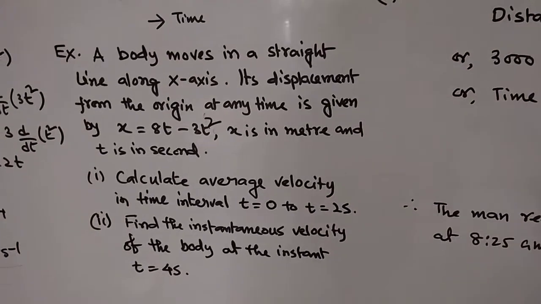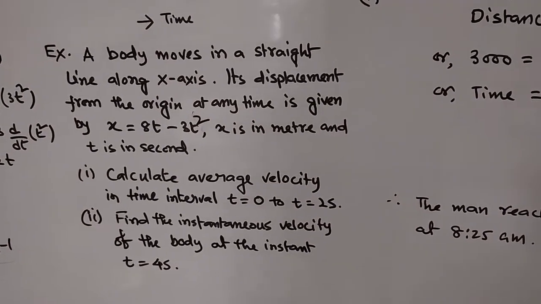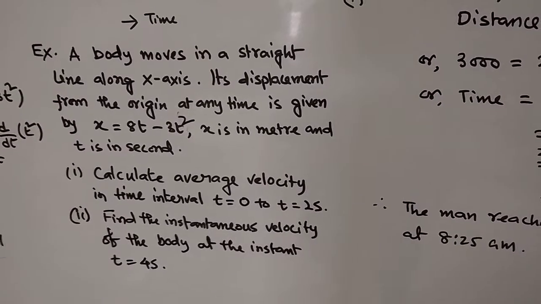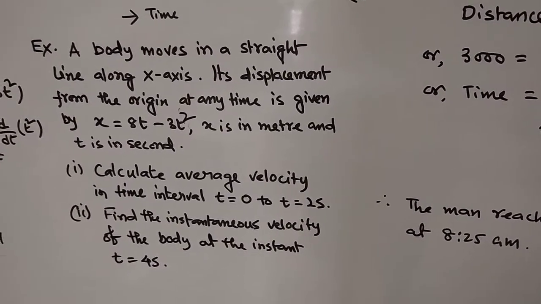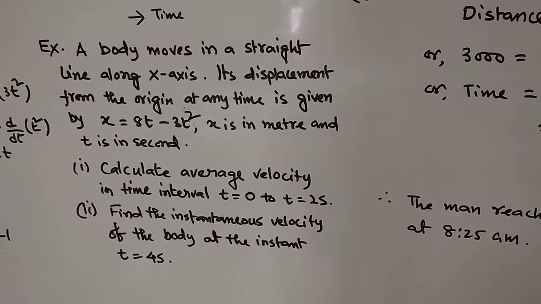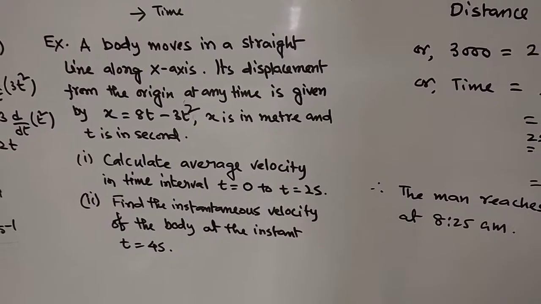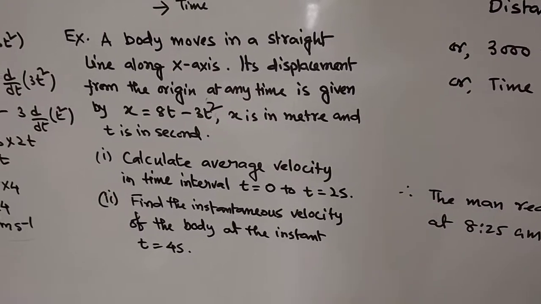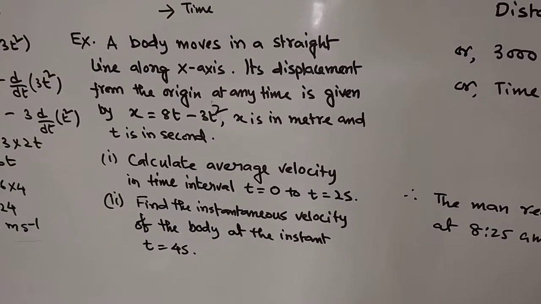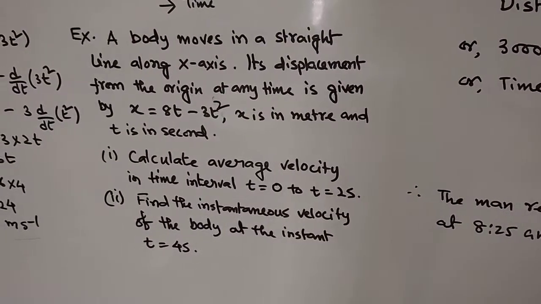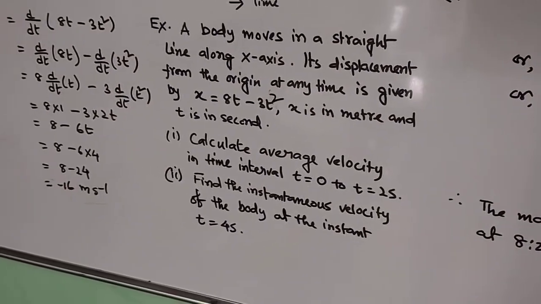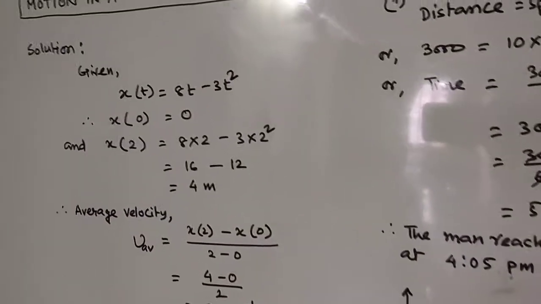Now what you have to find: calculate the average velocity in the time interval t equal to 0 to t equal to 2 seconds. Whenever you have to find average velocity, some time interval must be provided to you. And the second one, find the instantaneous velocity of the body at the instant t equal to 4 seconds. For instantaneous velocity, a specific time must be provided to you. So for average velocity, a time interval is provided, and for instantaneous velocity, definitely a specific time is provided. Now let me solve it out.